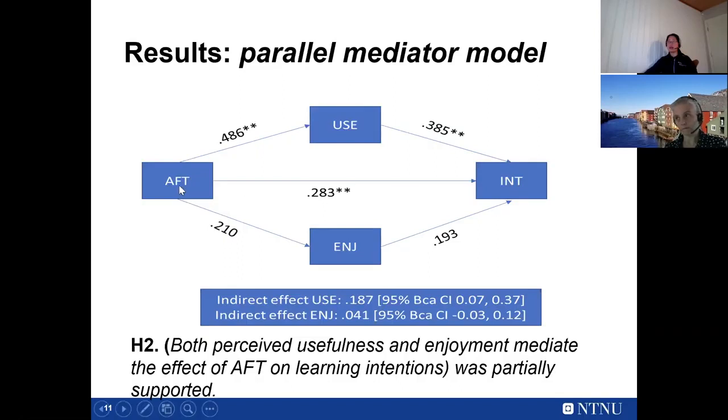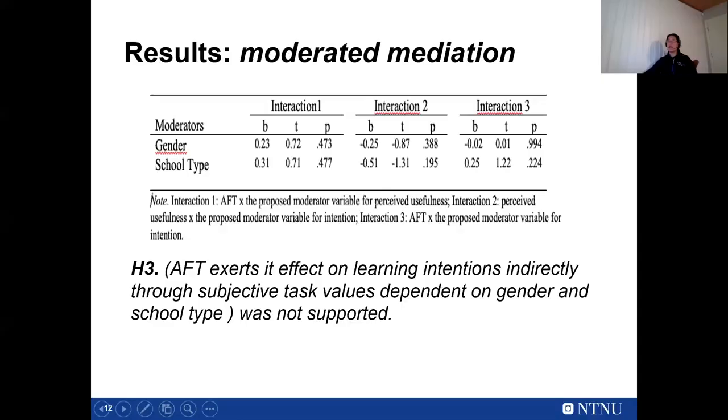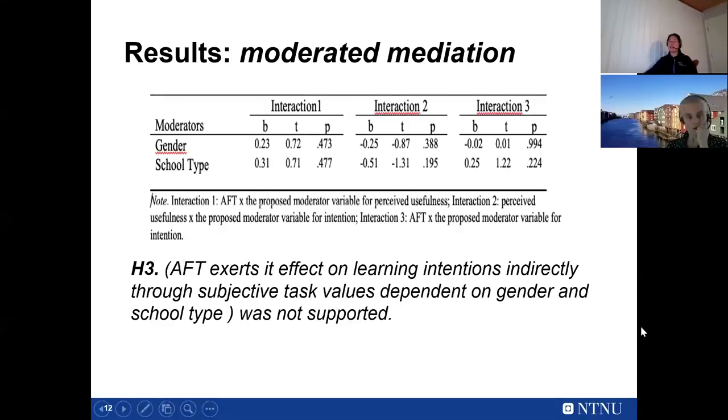As you can see from the figure here, affinity for technology leads to higher perceived usefulness, which in turn leads to higher learning intentions. From moderated mediation analysis, we find that all the p-values were greater than 0.05, indicating no moderation of either gender or school type on any of the pathways. So our third hypothesis, which is that affinity for technology exerts its effect on learning intentions indirectly through subjective task values dependent on gender and school type, was not supported.